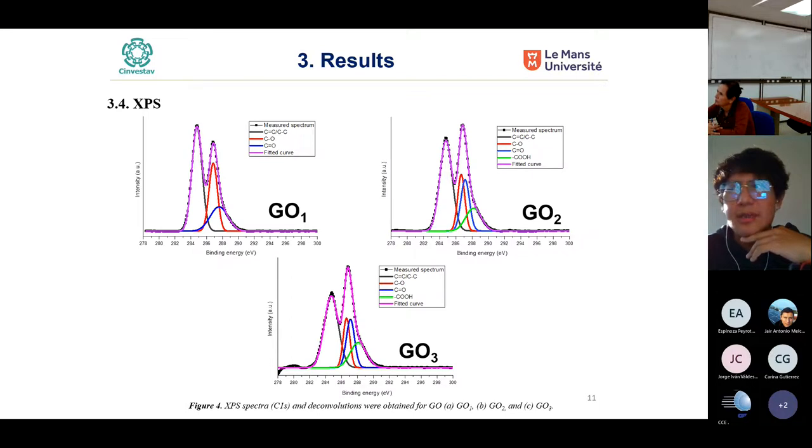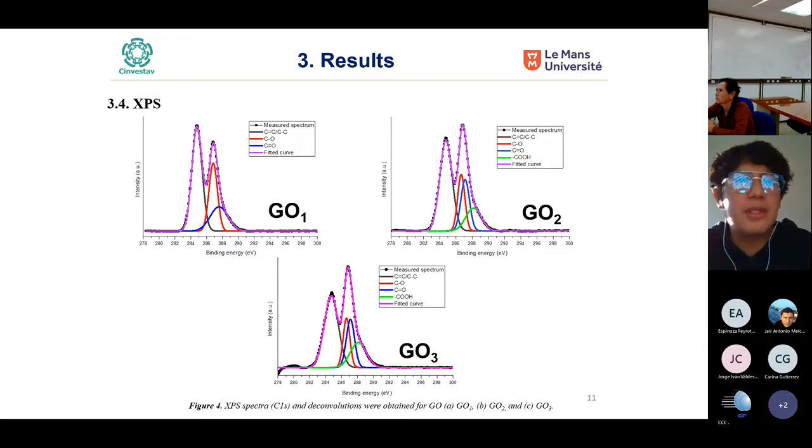Another characterization we did was XPS. It's important to say that we can find two main intensities in this material. We find an intensity at around 284 electron volts, corresponding to the carbon-carbon double bond, I mean sp2 states, while the other intensity is at around 286 electron volts, corresponding to the sp3 hybridization.